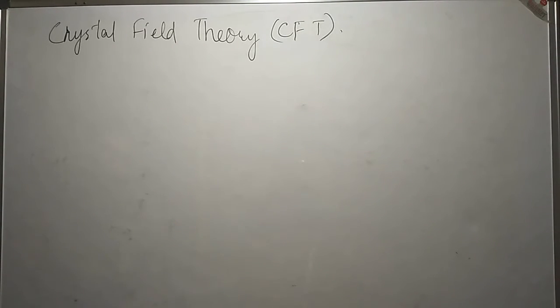Suppose the bonding is between a metal ion and a ligand which is a negatively charged ion, it is called ion-ion interaction. And if the bond is between a metal ion and a neutral ligand, then it is called ion-dipole interaction.